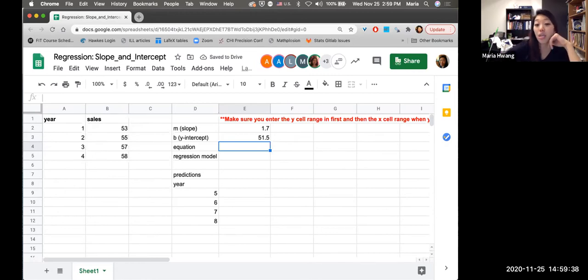So you should see something like that. And if you were to write out the equation, you can go ahead and do that, right? You can do y equals, m is up here, so 1.7 times x plus the y-intercept, which is 51.5. Okay, so if you want to write it out, you can write it out like that. Y equals mx plus b.